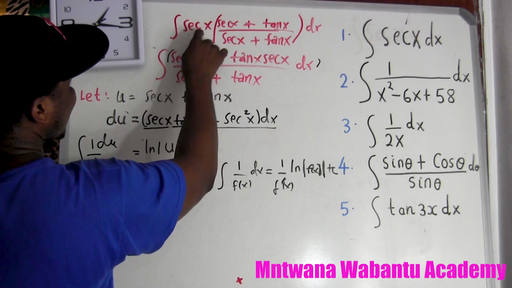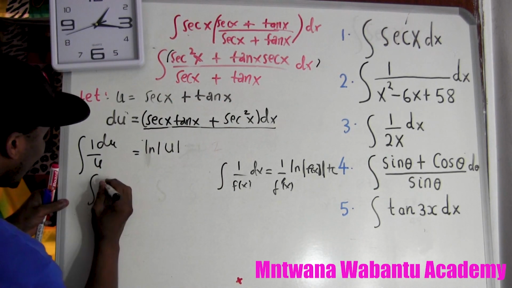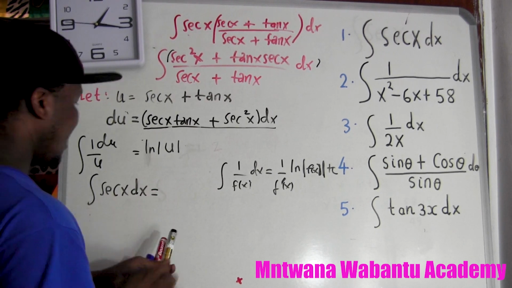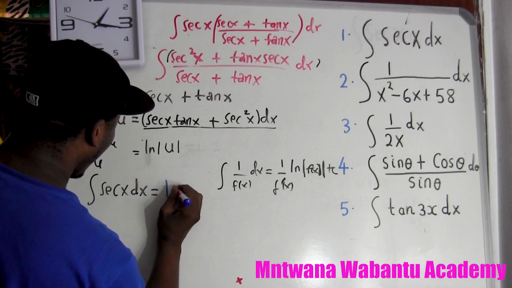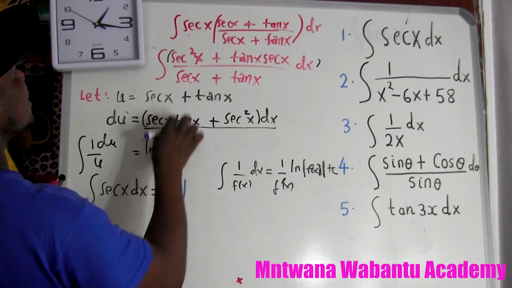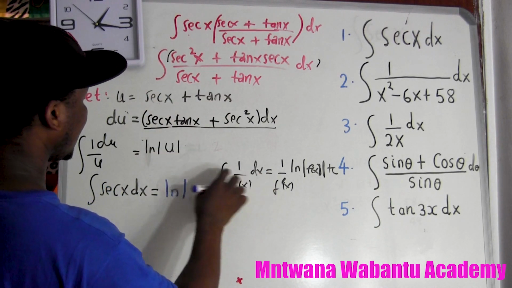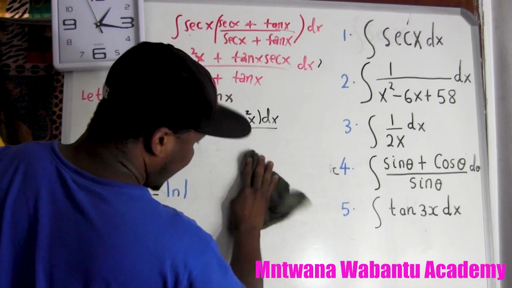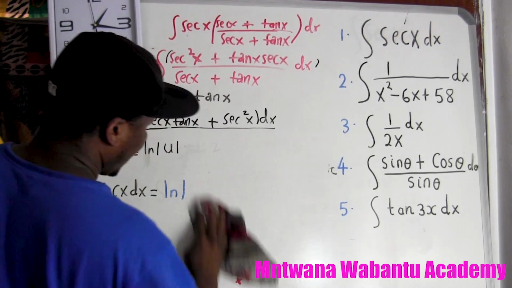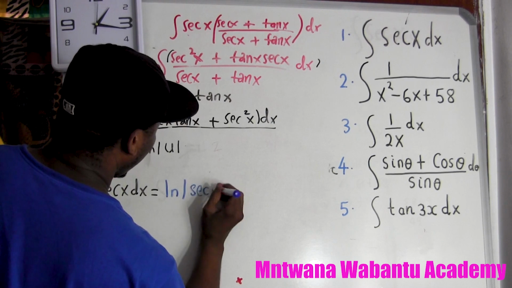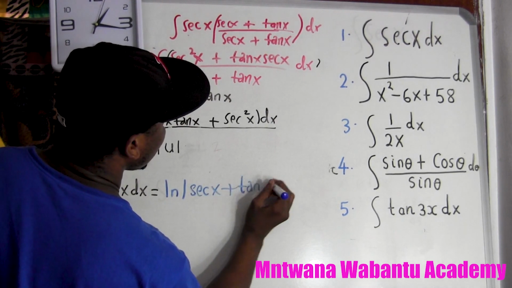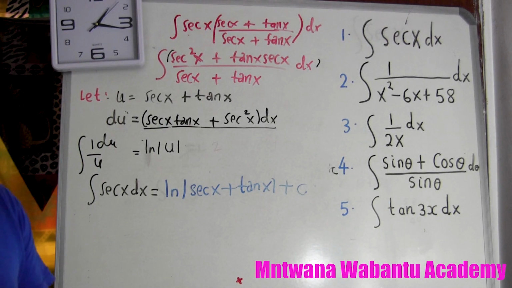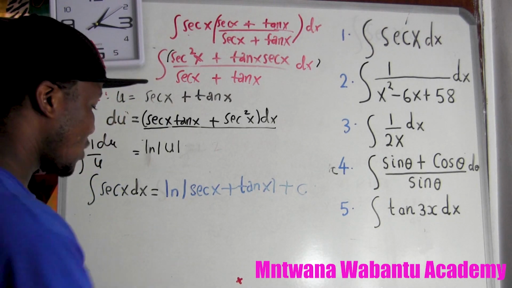So it means if I integrate sec x dx, this is going to give me ln of u. What is our u? u equals sec x plus tan x. So I can say ln of the absolute value of sec x plus tan x, and then we add our constant c. Why do we add constant c? Because we don't have a limit. Let's go to question number 2.